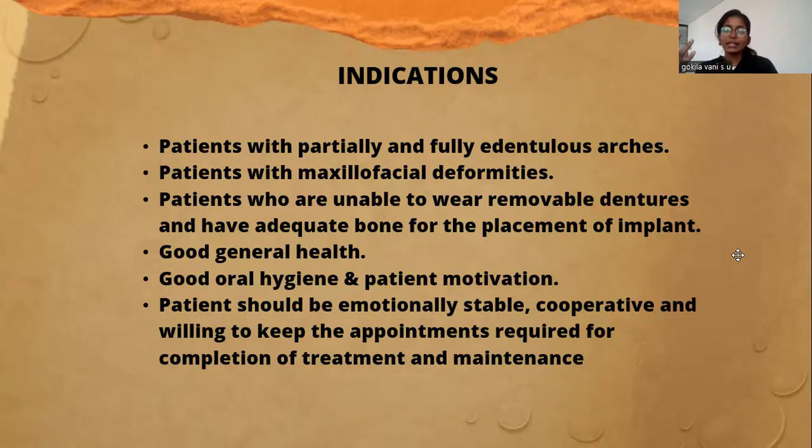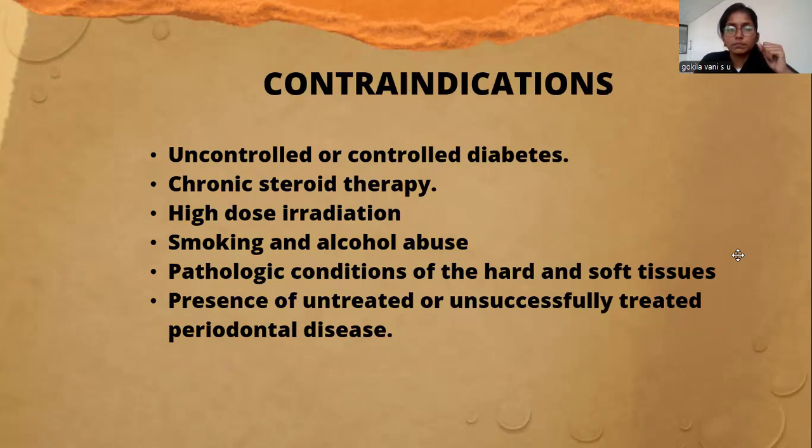So where do we indicate implants? It is very easy: we replace partially dentulous or fully dentulous arches, patients with deformities, patients who are unable to wear removable prostheses and have adequate and good quality of bone for the placement of an implant, and good general health and good oral hygiene, patients who are willingly cooperative to go through this implant therapy.